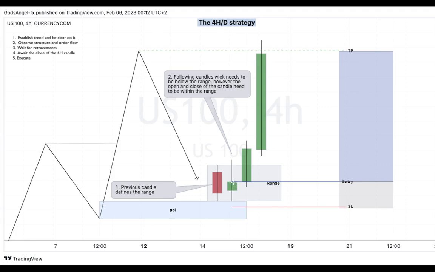As soon as this happens, guys, it needs to be within this range. So we don't want to see the candle closing anywhere above the range. Even if the wick does wick above the range, it needs to close within the range. As soon as it closes, you execute your buy, right? And then your entry is going to be right around there.